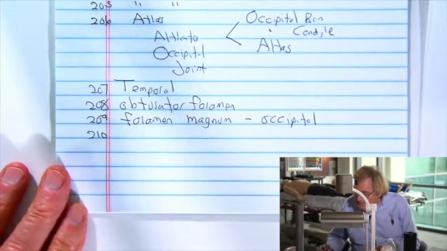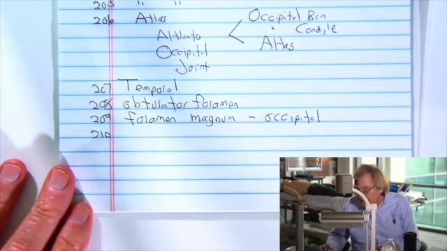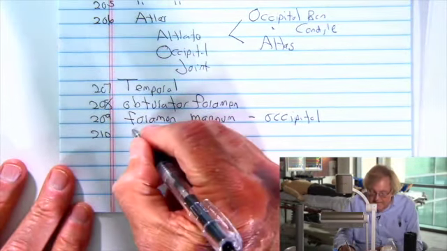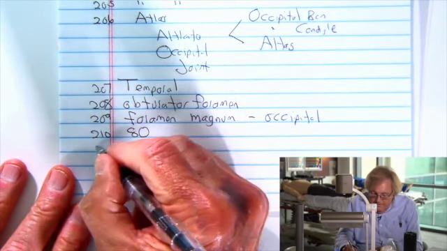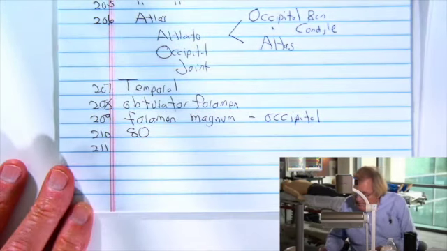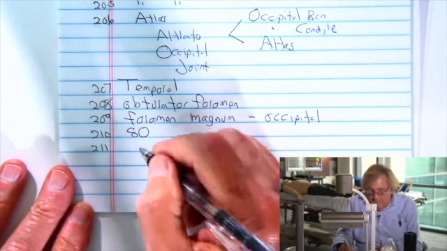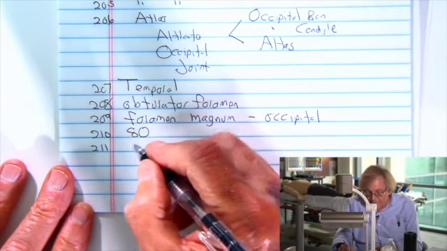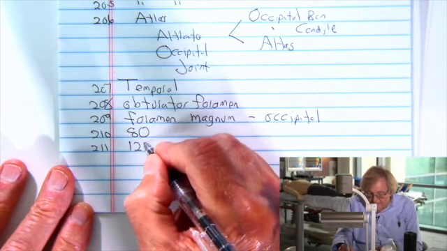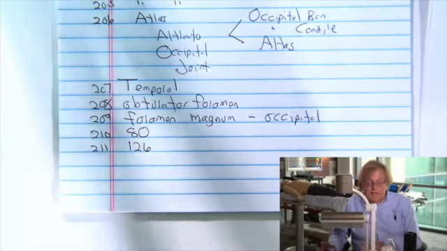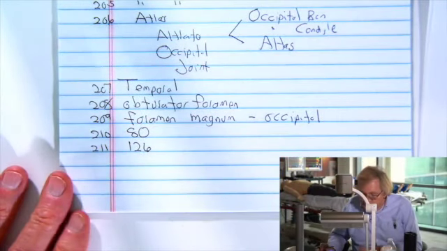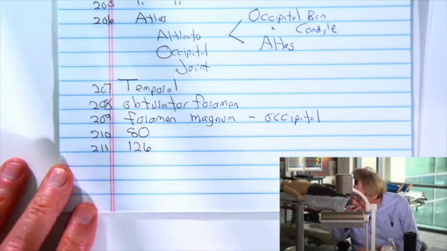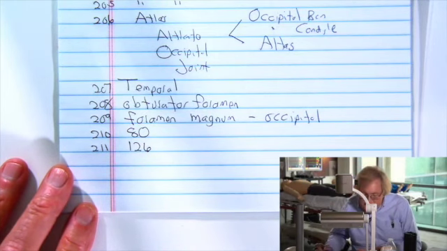210. 210 says number of axial bones. Remember, the axis is going to be 80 bones. 211. Number of appendicular bones. Remember, we said the magic number is 126, even though it theoretically would be 130 if we took and broke the pelvis into 6 bones instead of 2 os coxae.